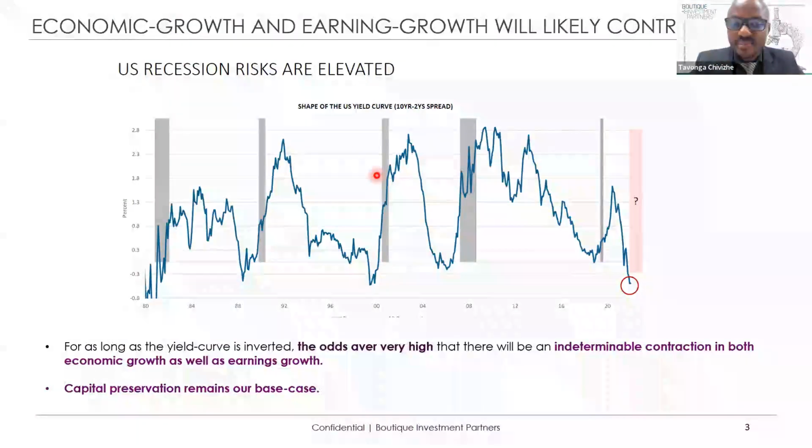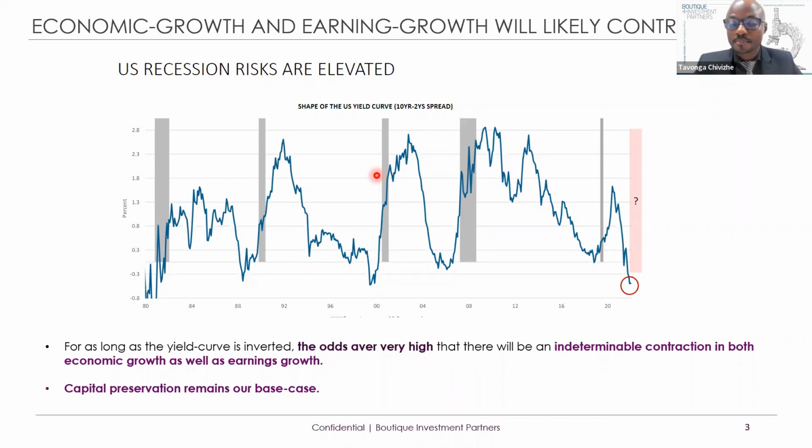One of the most predictable ways or most reliable indicators of the downside risk as far as the business cycle is concerned is the US yield curve. And every time that it is inverted, 80% of the times we've actually ended up experiencing an economic growth recession as well as earnings growth recession. And typically the contraction of both earnings and economic growth are indeterminable at the time of inversion, but it normally does signal danger. We are there now.